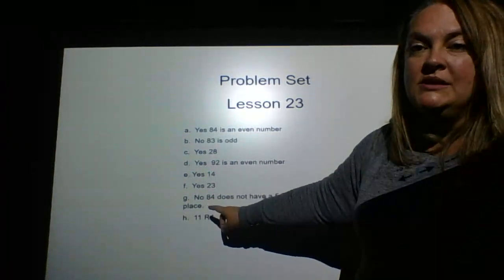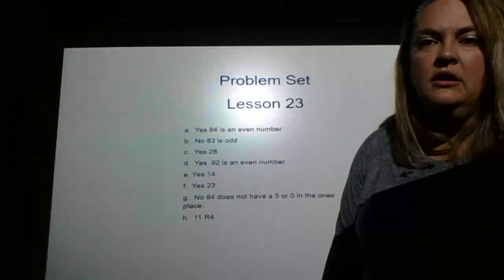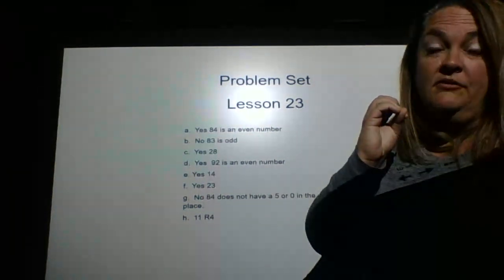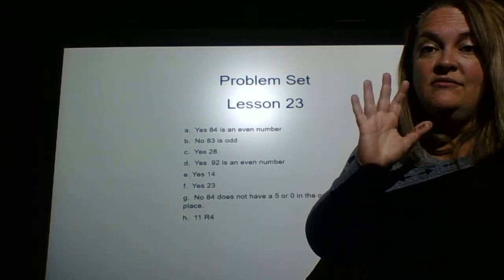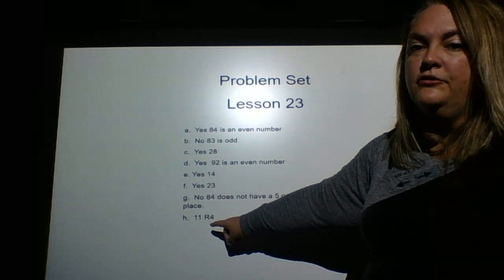If you want to know if something's a factor of 5, listen to this. 5, 10, 15, 20, 25, 30. What do you hear? Every number I'm saying either ends in a 5 or a 0. 5 is only a factor of numbers that end in 5 or 0. And H, 11, remainder 4.